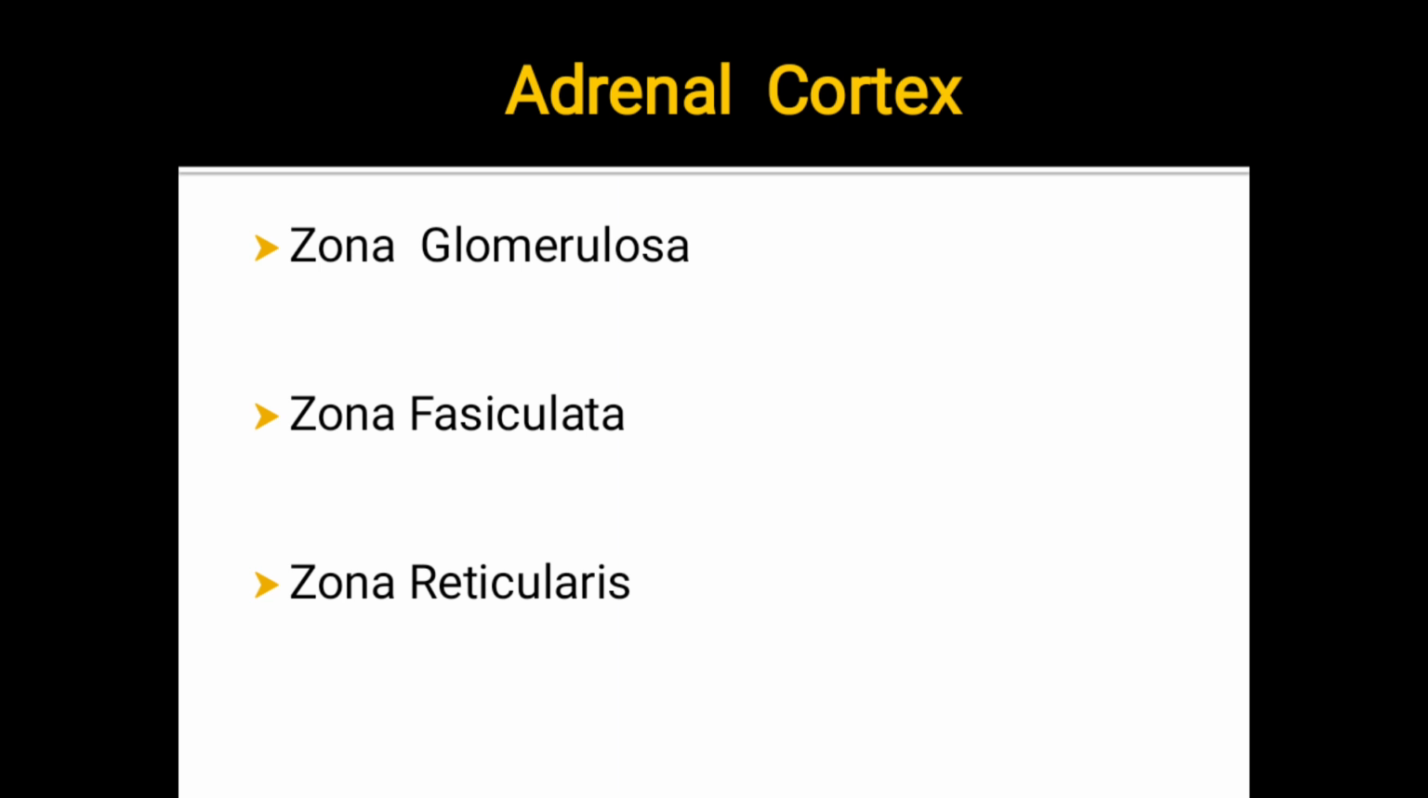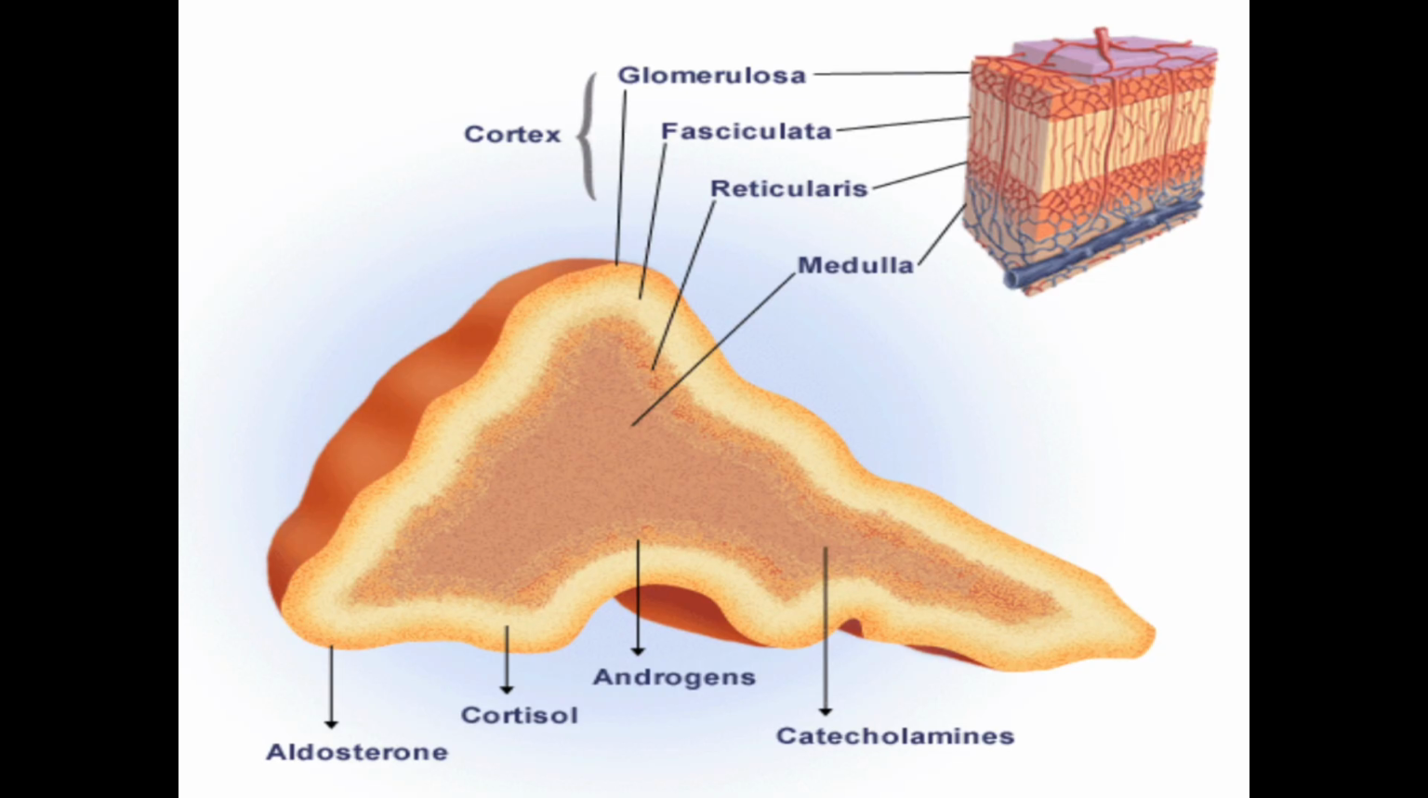Adrenal cortex consists of three distinct layers, both structurally as well as functionally. The first, outermost layer is called the zona glomerulosa, the middle layer is called the zona fasciculata, and the innermost layer is called the zona reticularis. So, this is the picture of the adrenal gland. It has an outer cortex and an inner medulla. The cortex is further divided into three layers: the outer zona glomerulosa, the middle zona fasciculata, and the innermost layer, the zona reticularis.